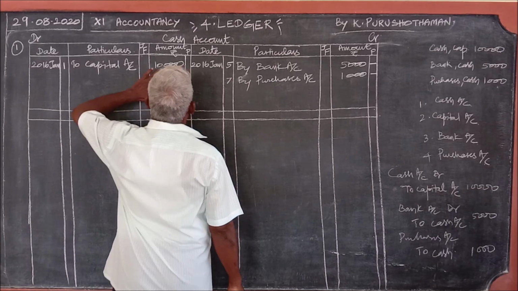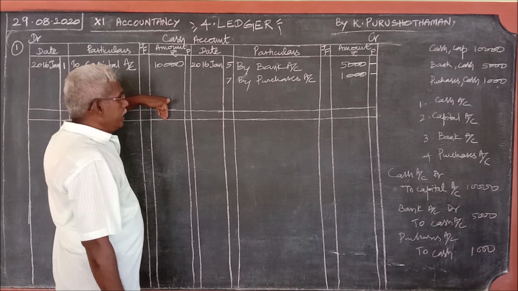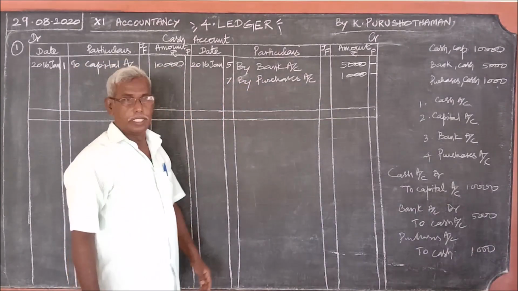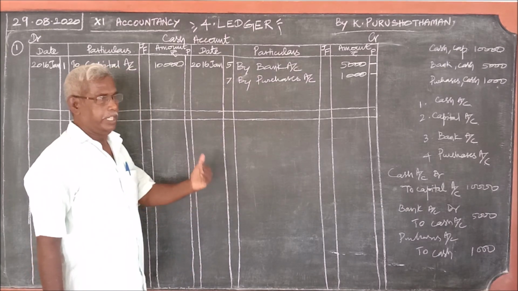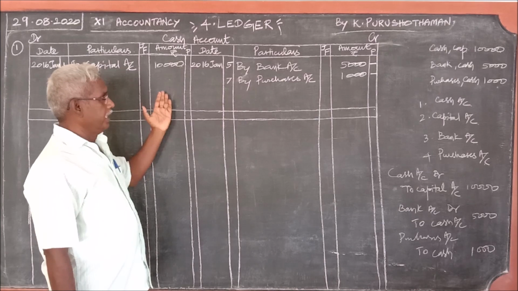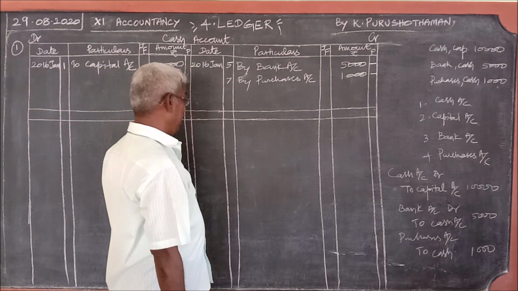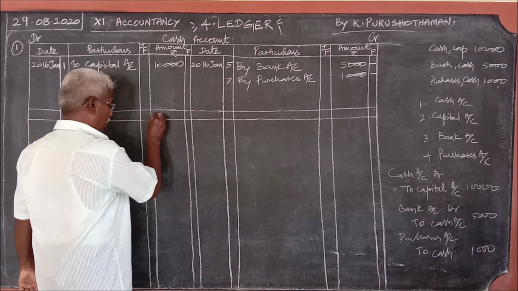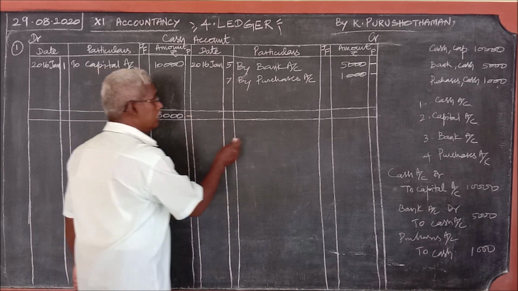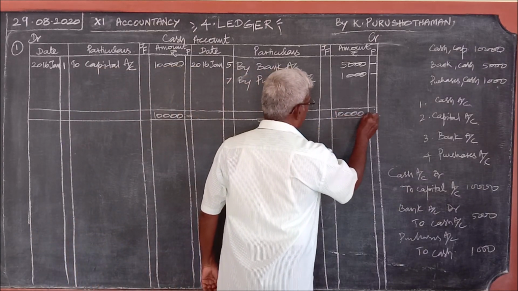You should write the total first. Here, debit total is 10,000, credit total only 6,000. Listen carefully, this is another important aspect. Which is the greater total? Debit total 10,000, credit total 6,000. Therefore, the debit total is greater. So, you write the greater total on both the sides. Write the greater total on both the sides.